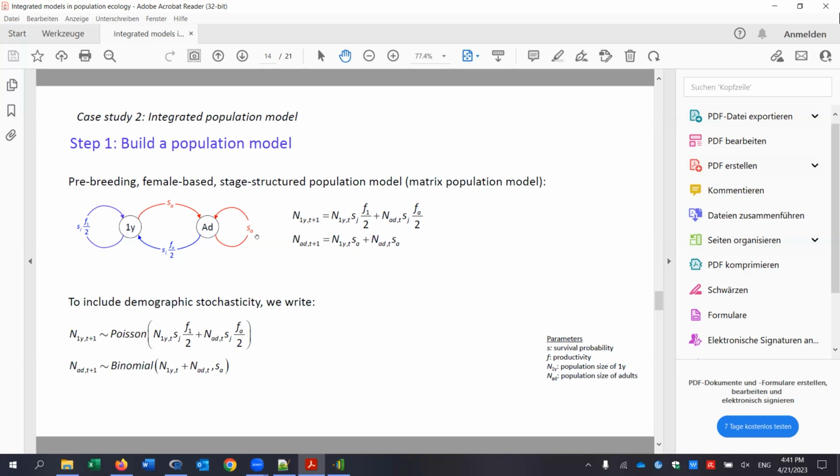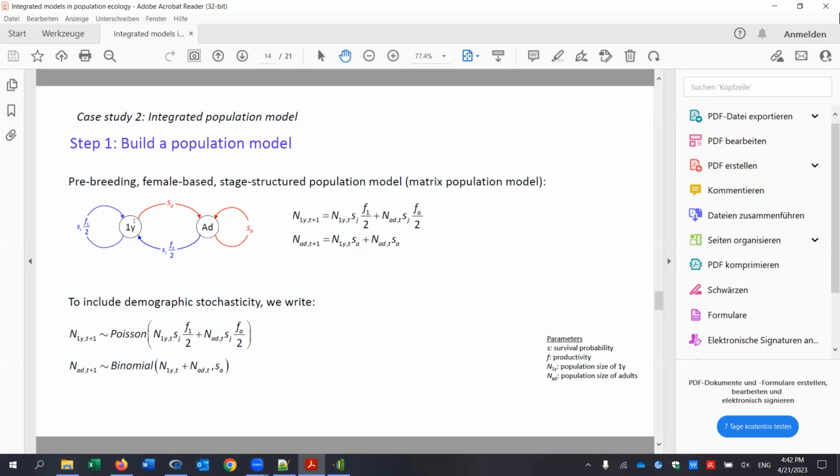Another choice that we have to make is whether we build a post-breeding or a pre-breeding model. Here we use a pre-breeding model, which means that we look at the population before reproduction starts. Therefore, the youngest individuals at this moment are the 1-year-olds. There are no younger individuals in the population. Another choice is that we make a female-based model, so we assume that the dynamics is just driven by the females.